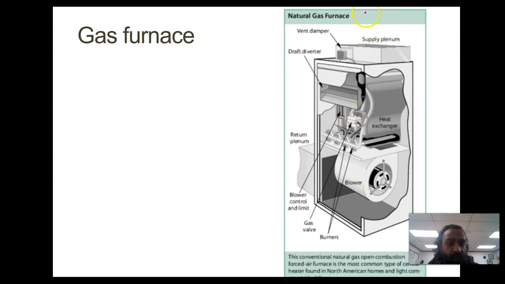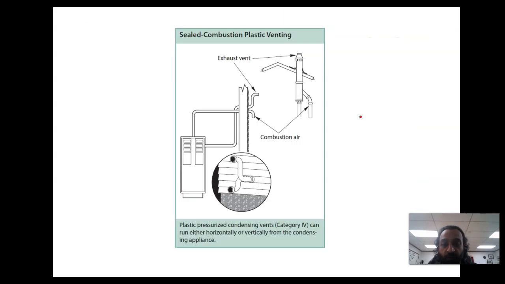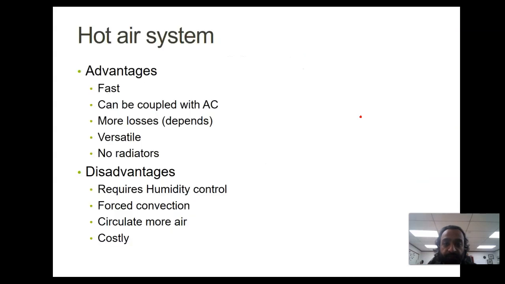We can put a heat exchanger or a coil on top of here, and that coil will help you cool in the summertime, and in the winter you can use the gas to heat the furnace. It could be a gas furnace, could be oil, but this is the air handling unit. And you can also use gas to heat water or air. More about the sealed combustion and the vents.